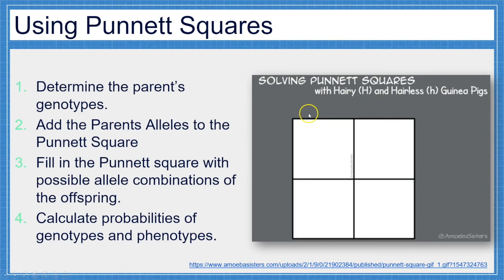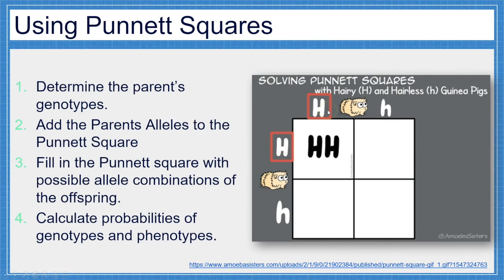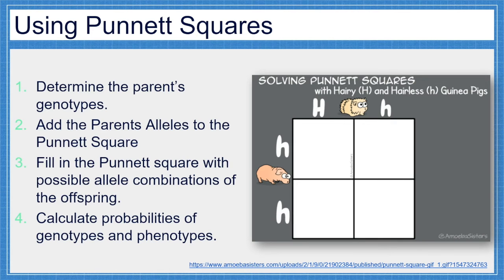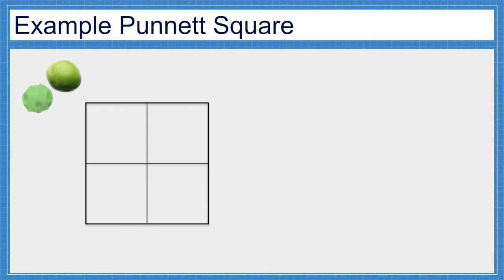It's important that you don't actually combine the two alleles. You need to separate them because they can only pass one on. Then you fill in the Punnett square like this animation's been doing with all the different possible combinations, and then you can start to calculate probabilities of the genotypes and also of the phenotypes. So let's go through an example together.